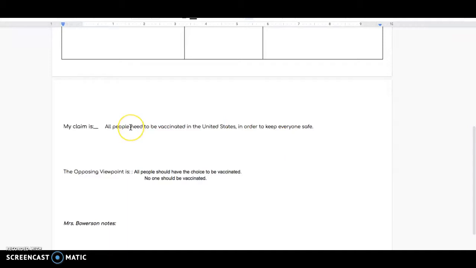Okay, so you have to make sure that your claim is the stand you're taking. What stand are you taking on an issue that you're going to write about? Because your whole paper is going to focus on this topic. So my claim, again, this is not my point of view. This is just an example. My claim is all people need to be vaccinated in the United States in order to keep everyone safe. Opposing viewpoints would be all people should have the choice or no one should be vaccinated.